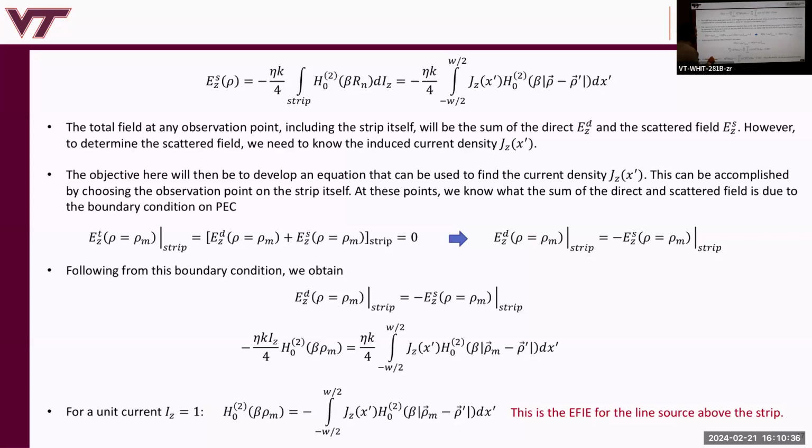That is, that the total electric field evaluated on the PEC, which is composed of the direct plus the scattered, evaluated on the PEC, we're calling those observation points rho m, has to be equal to 0. All right, so the direct field, we can write this same expression as the direct field has to equal negative the scattered field. So your book calls it the direct field.